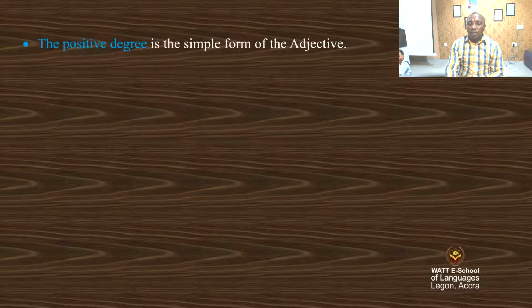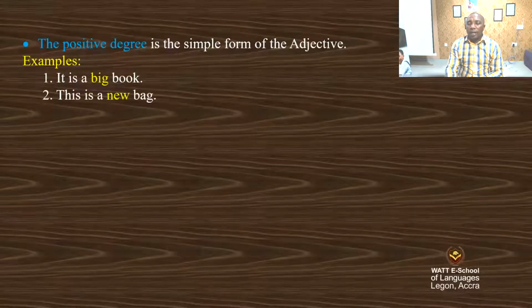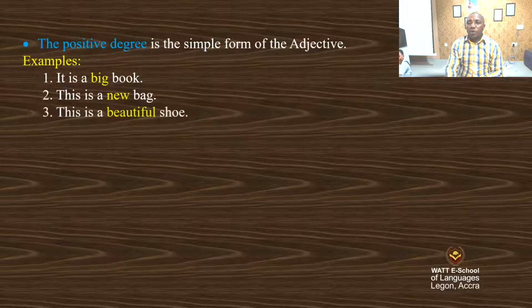So we are going to see the 3 degrees. 1, the positive degree is the simple form of the adjective. Examples: it is a big book. This is a new bag. This is a beautiful shoe. You see the adjectives in yellow, they are comparing them to another book, another item. This is a big book, so it means that we have another book that is not big, and so on and so forth.